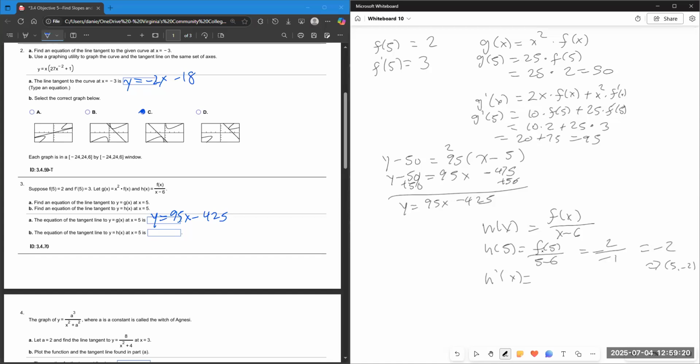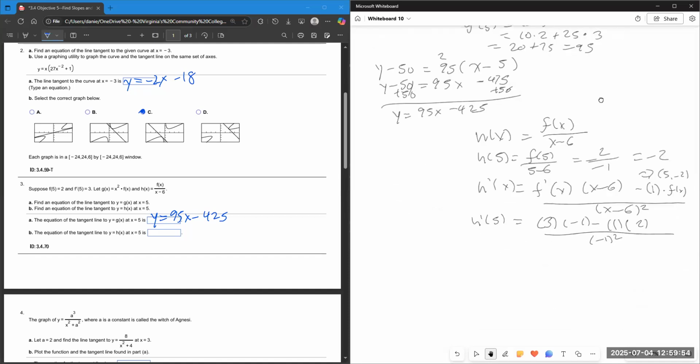h prime of x will be f prime of x times x minus 6 minus 1 times f of x, over x minus 6 quantity squared. So h prime of 5 is f prime of 5, which is 3, times a negative 1, minus 1 times f of 5, which is 2, over a negative 1 squared. That gives me negative 3 minus 2 over 1, which is negative 5, for my slope.